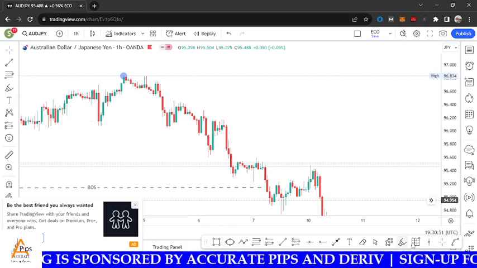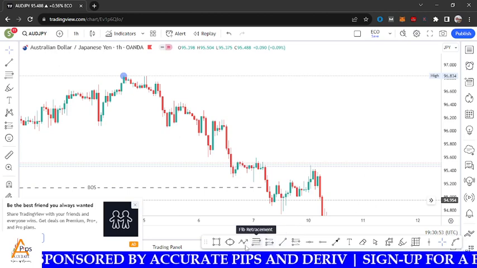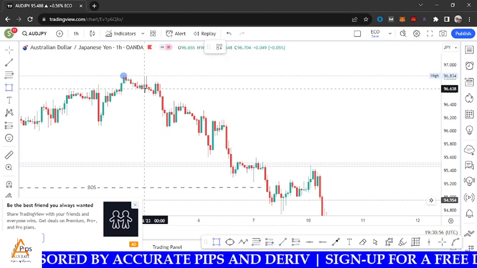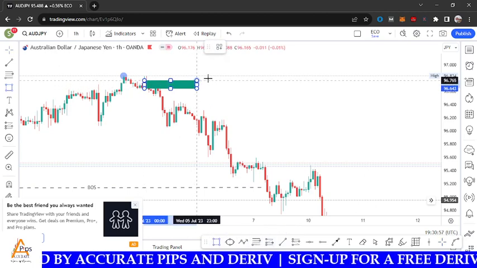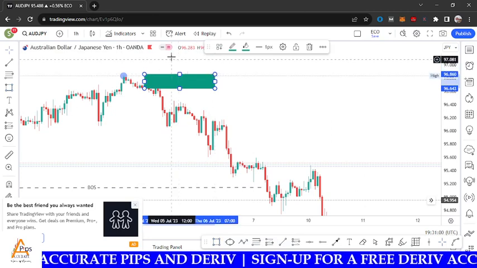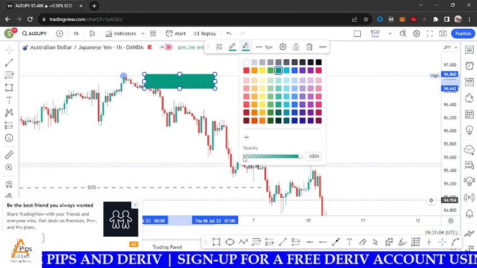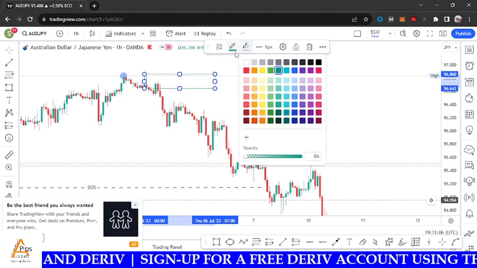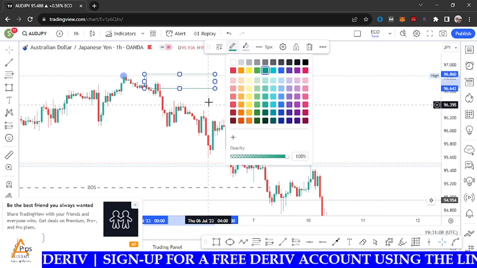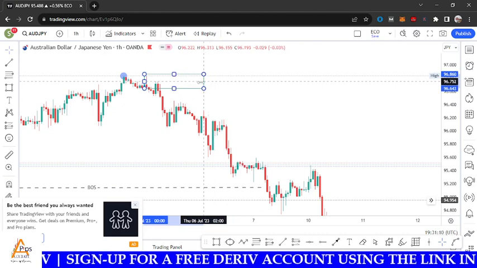So you just mark this area here as your order flow. This is not a supply or demand zone. This is just order flow.